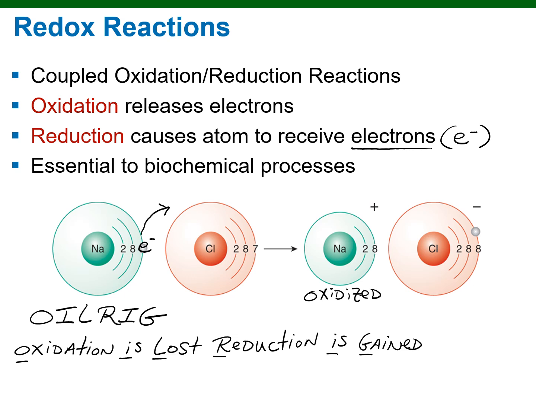Okay, because remember, oxidation is loss. So sodium lost an electron and became oxidized. And in this world of redox, as we're seeing here, it's the chlorine that gained an electron and became reduced. And so chlorine became chloride, and there's your redox reaction.